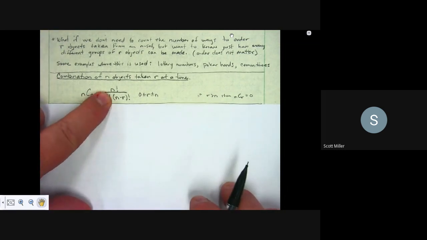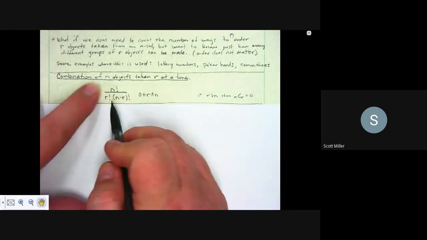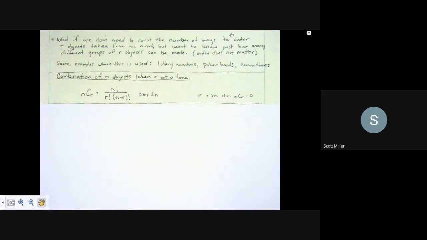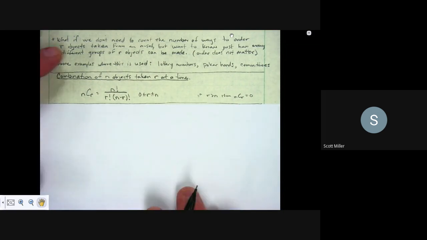You'll notice it's a permutation. And then we divide by whatever that r is, the number of items you're taking, that factorial, to eliminate the ordering concept. So that when we have the same list, it doesn't matter the order. We remove the order part.